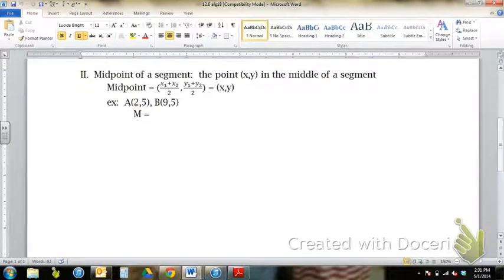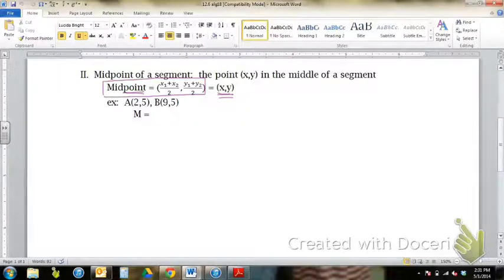Okay. The midpoint is exactly what it sounds like. It is a point in the middle of a segment. So here's the formula for midpoint. And your answer is going to equal a point. Okay? When you do distance, your answer equals a number. But when you do a midpoint, you're finding a point. So your answer is a coordinate.